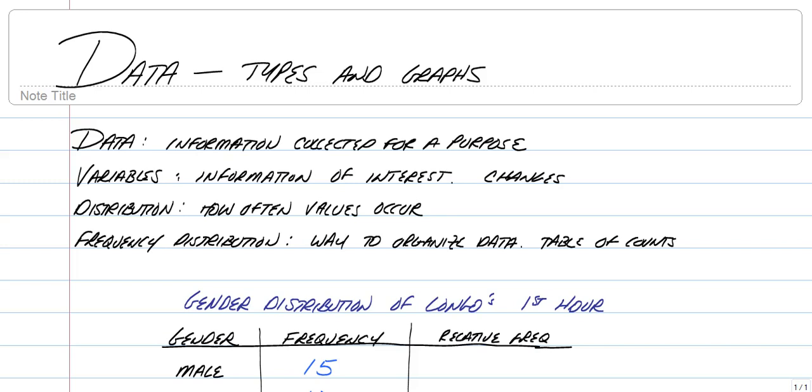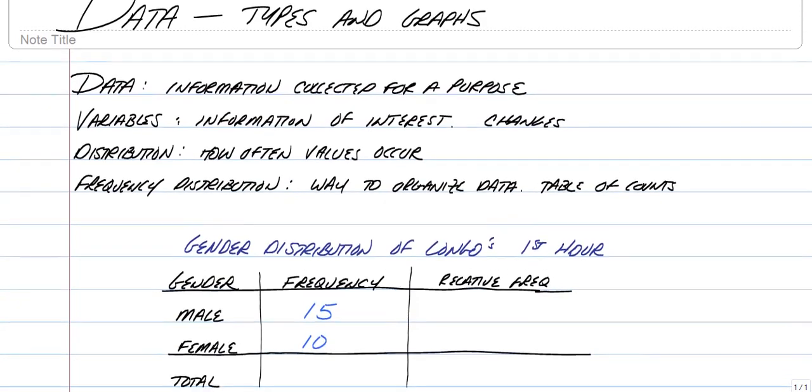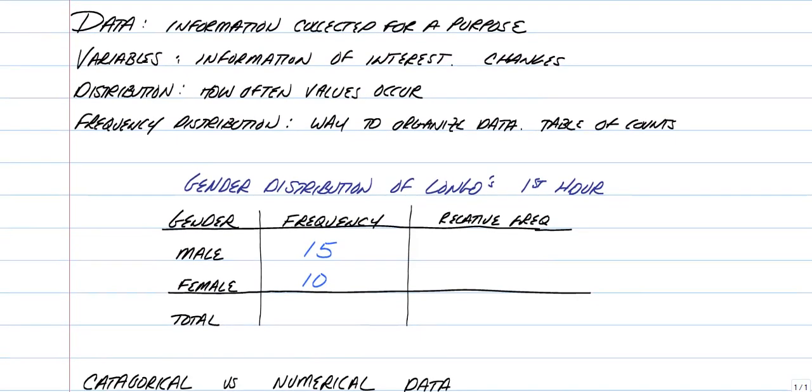Your variables are basically your information of interest that you're looking to collect, and that is something that can change. Your distribution is how often some things occur, also known as a frequency. And then finally, we have a frequency distribution, and that's a way to organize data. A lot of times it's just organized in a table of counts, and you can also see this in graphs once we get to it, okay?